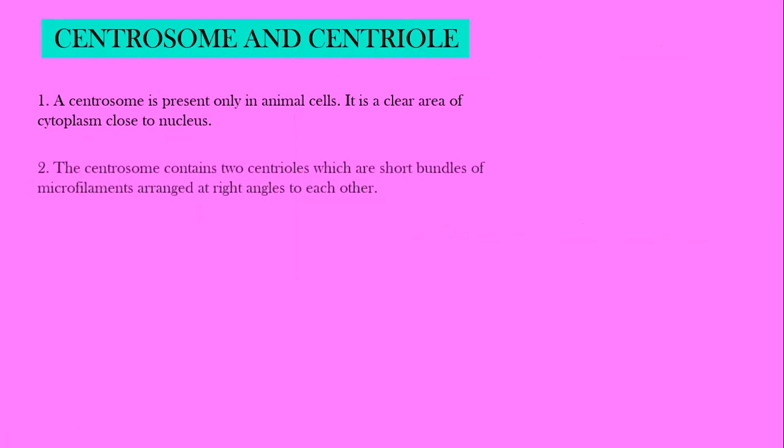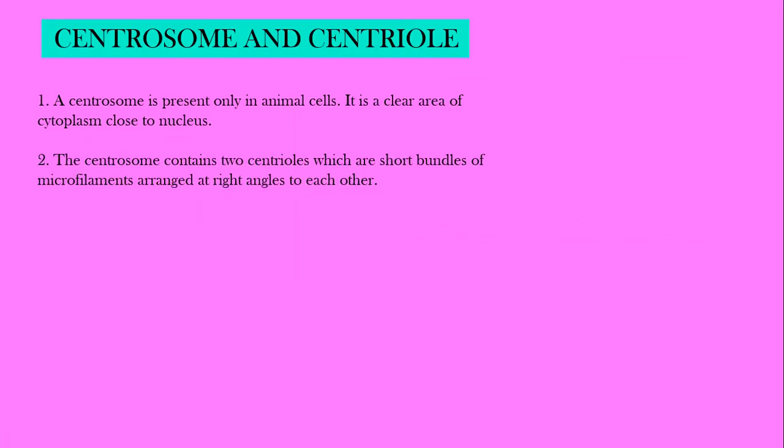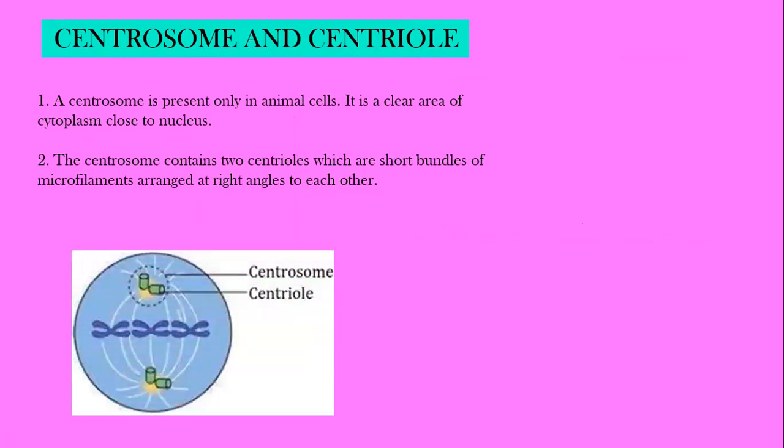Okay. Now here is coming centrosome and centriole, right? So what does that mean? Let's see. So a centrosome is present only in animal cell, and it is a very clear area of the cytoplasm close to the nucleus. Okay. Centrosome contain two centrioles which are short bundles.